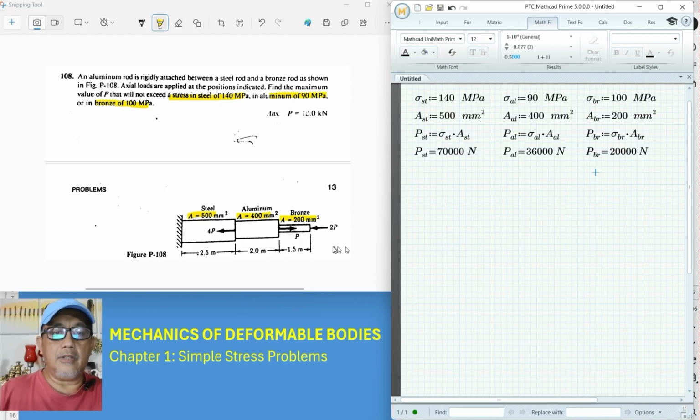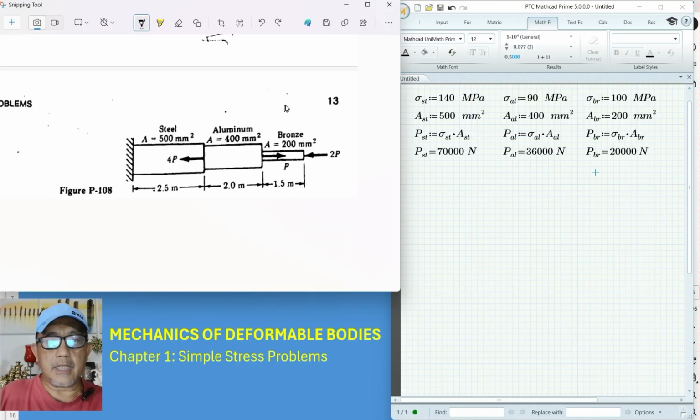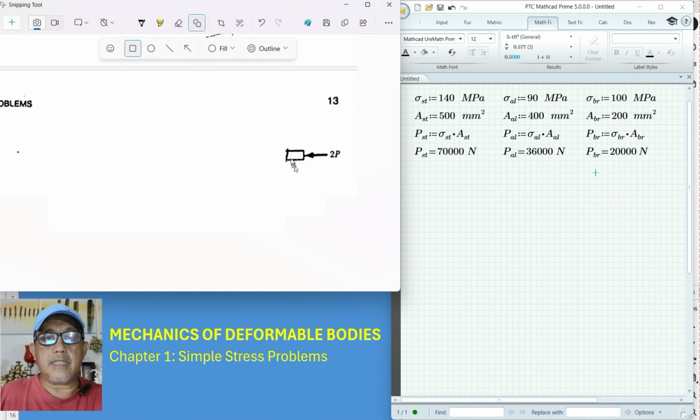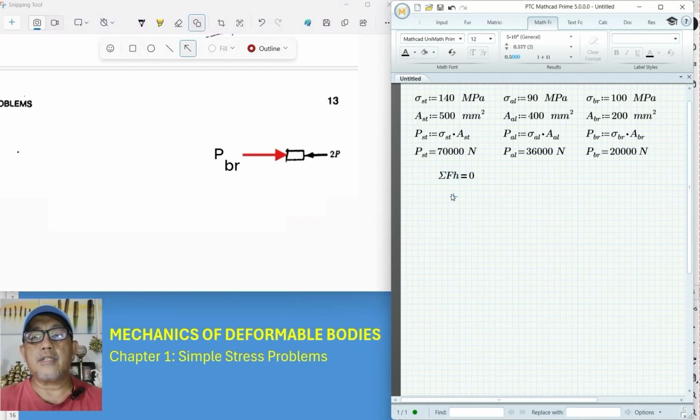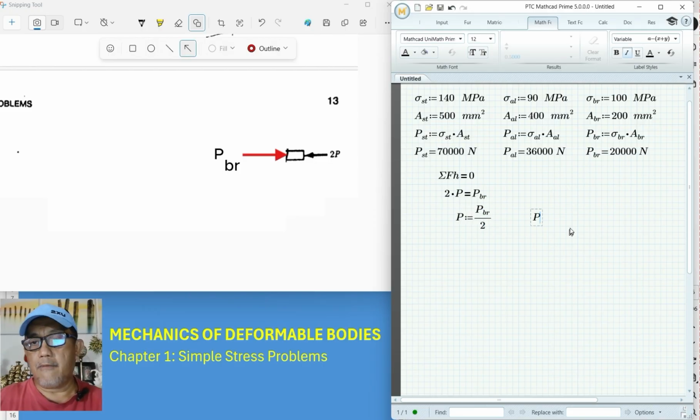Okay, now we are going to solve for the value of P in the problem. I will start with the bronze because it's easier, so I've cut a section here. I'll remove this part, so this is the right side of the section. You can see it's not in equilibrium because there's a force 2P that would tend to move this to the left. To prevent that, there should be an internal force that goes in the opposite direction, and we can call this P sub BR. By summation of horizontal forces equals 0, 2 times P is equal to P sub BR. So P equals P sub BR divided by 2, so we have P equals 10,000 newtons. This means that if P is 10,000 newtons, the bronze will have an internal force of 20,000 newtons.